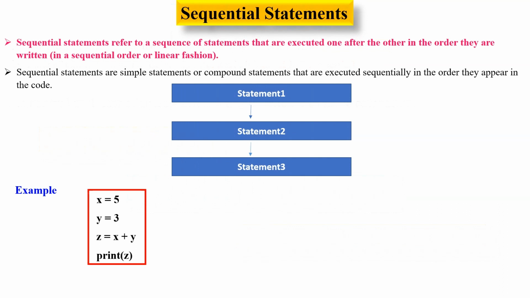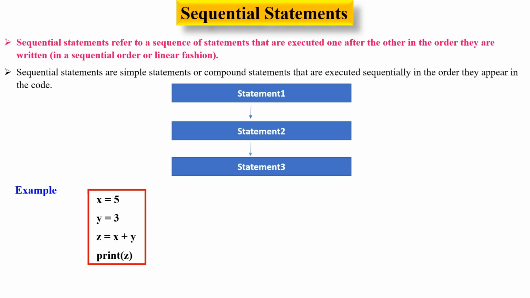In Python, sequential statements refer to a sequence of statements that are executed one after the other in the order they are written, in a sequential order or linear fashion. Sequential statements are simple statements or compound statements that are executed sequentially in the order they appear in the code. This picture shows the default flow of statements and is the simplest one. Statement 1 will be executed first, followed by statement 2 and then statement 3.